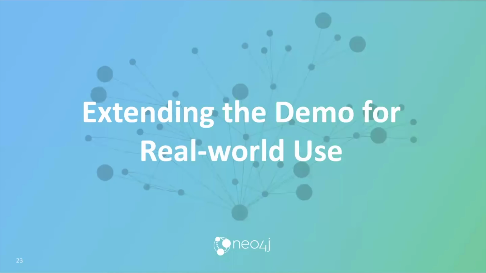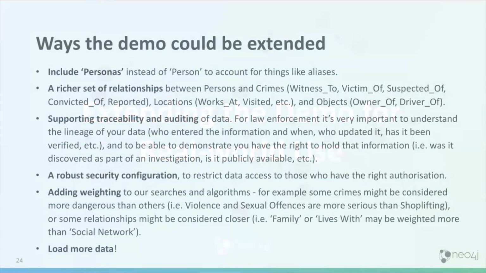We'll talk quickly about how we might extend this. It is a reasonable sized data set and uses some very interesting queries, but in real life, you probably have a richer set of relationships. So we would have suspects, people who are convicted of a crime, who reported it. In terms of locations, you could have somebody working at a location or having visited it. You can have owner of a car, you can have driver of a car, so on and so forth.